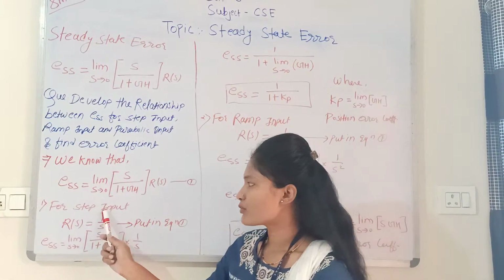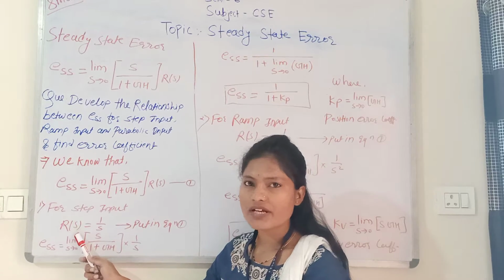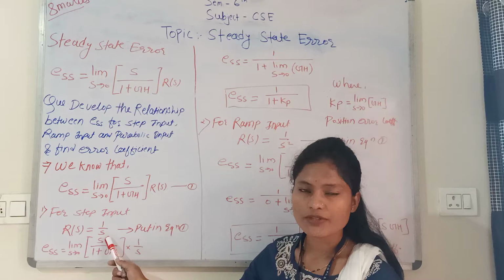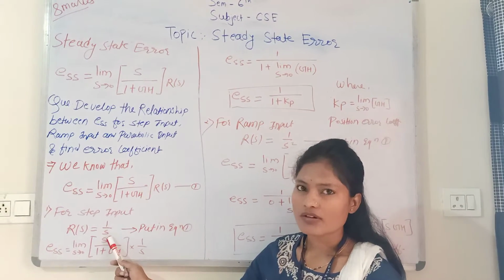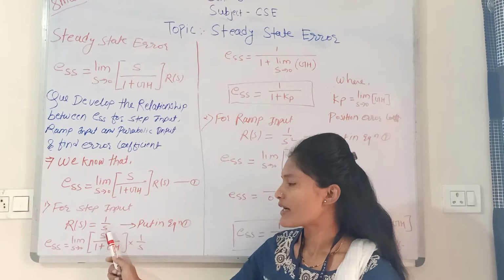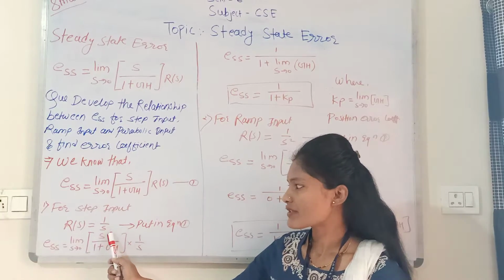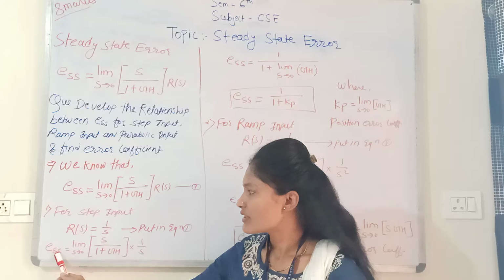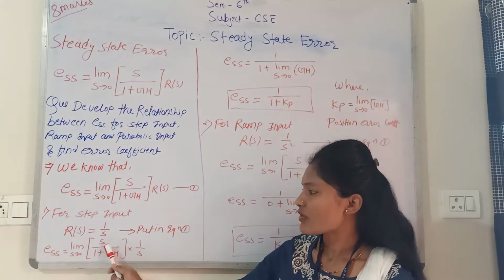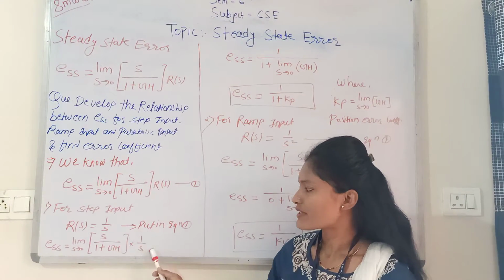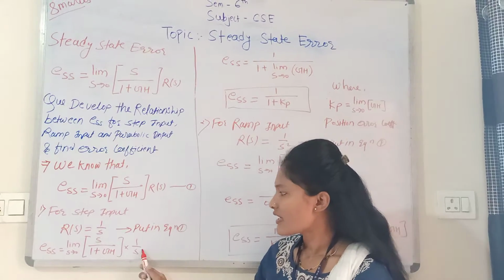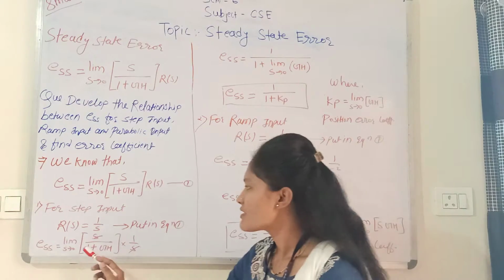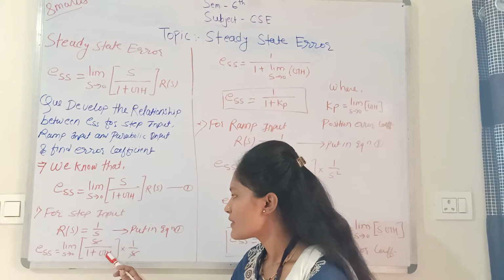For a step input, as discussed in the previous lecture, R of S is 1 by S, because R of t is 1 and the Laplace of 1 is 1 by S. Put this R of S value in equation number 1. We get ESS equal to limit S tends to 0 of S upon 1 plus GH into 1 by S. Here this S and this S will be cancelled, so the remaining value is limit S tends to 0 of 1 upon 1 plus GH.